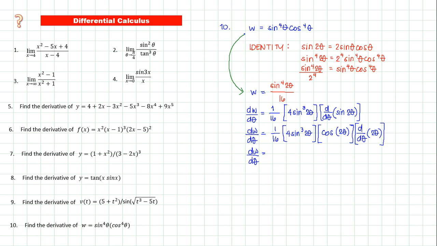Yung iba ginagamit, ang basa natin dito, lalong-lalo na sa engineering usually, pagka W usually, omega yan. D omega over d theta. Pero para sa inyo, sa mga nag-aaral ng differential calculus, pwede naman dW. So 4 over 16, we have 4 na lang, di ba? Okay. So 4 na lang siya. One fourth, di ba? One over four ng sine cube 2 theta. So, sinimplify ko na.